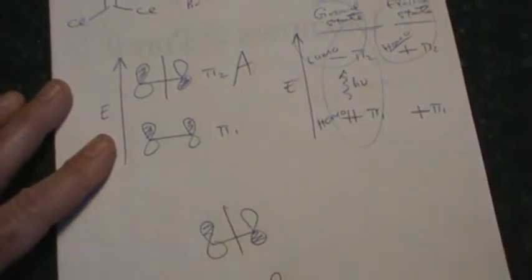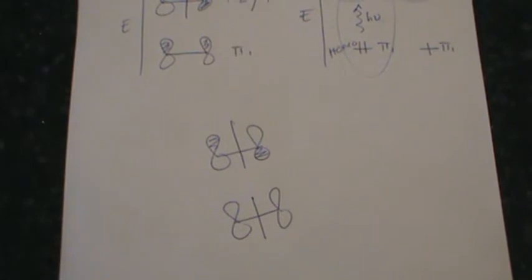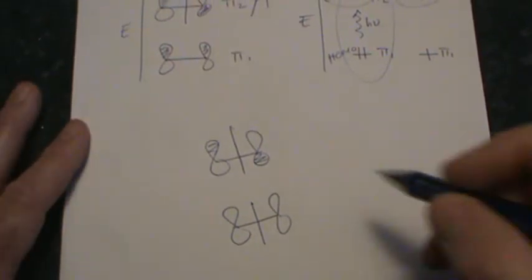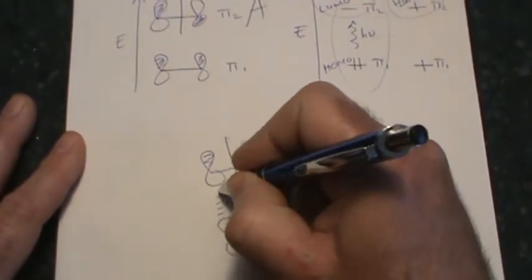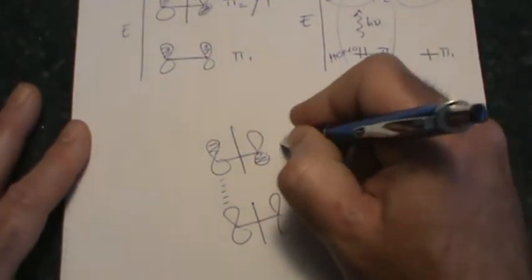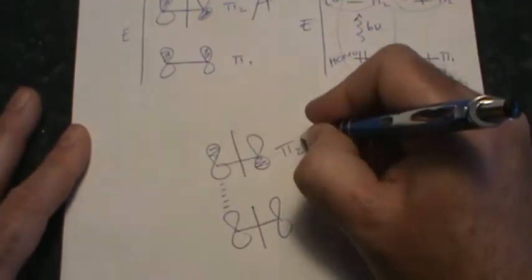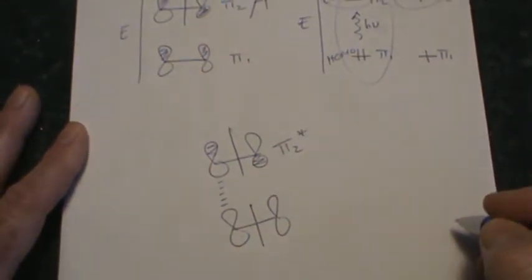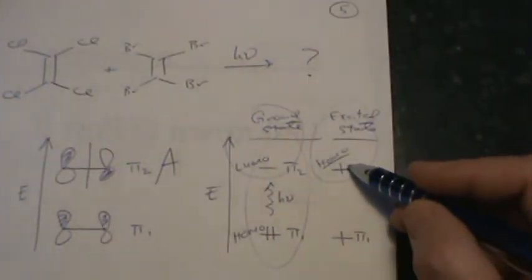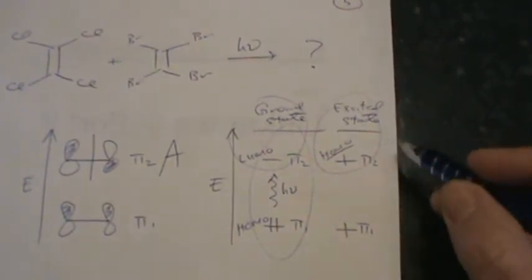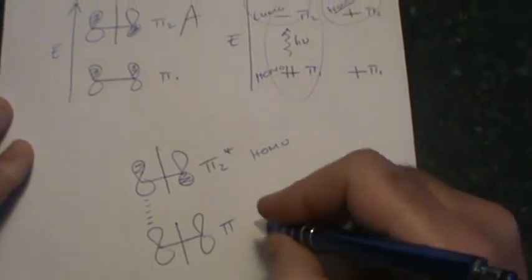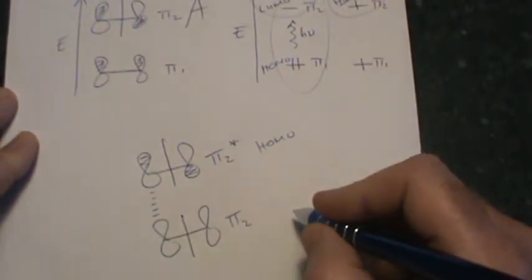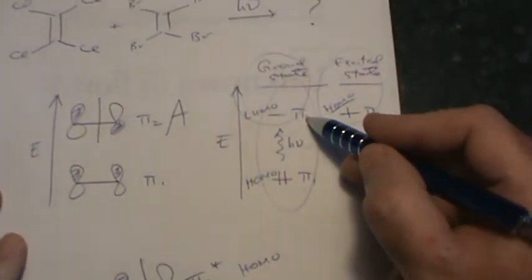Now when we allow them to stack on top of each other, give yourself a fighting chance to be successful. In other words, it doesn't matter if you start on the left or on the right, but give yourself a bonding interaction initially. If this is pi 2 of the excited state species, which is the highest occupied molecular orbital for the excited species, then this one down here must be pi 2 of the ground state species. That's this pi 2, which is the LUMO.